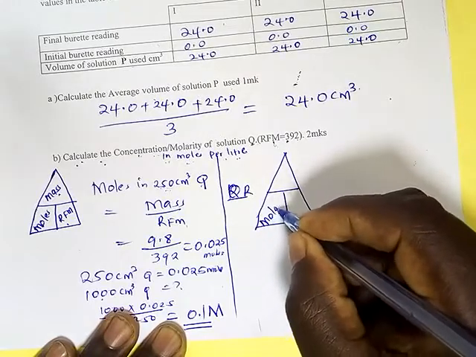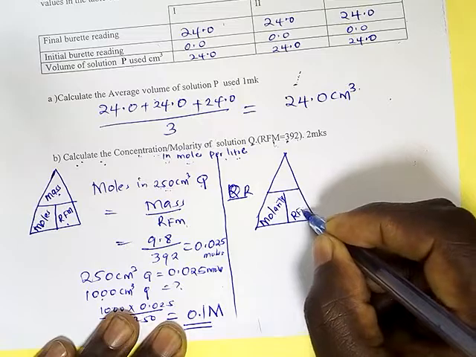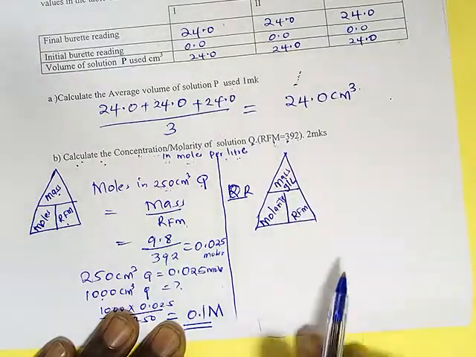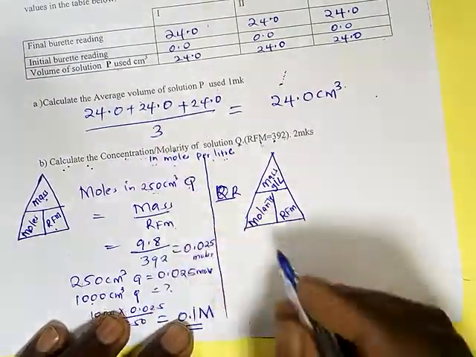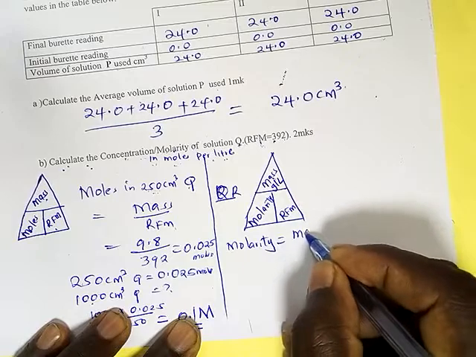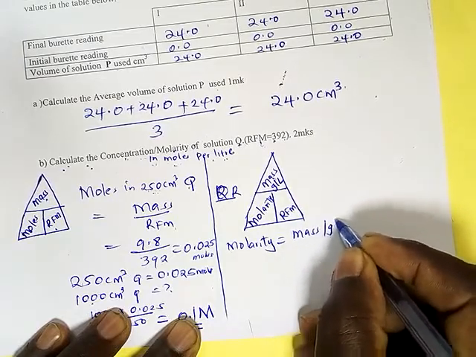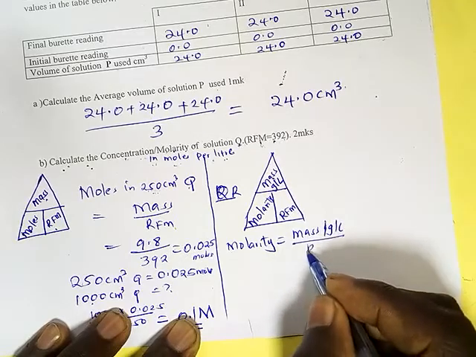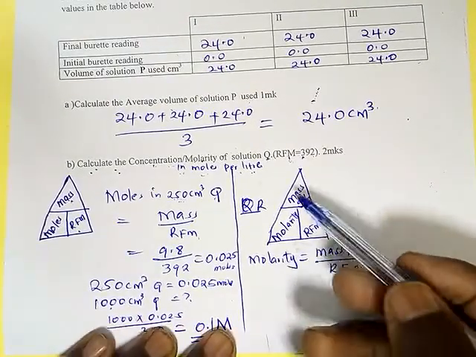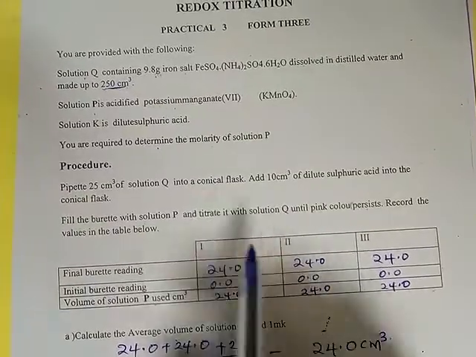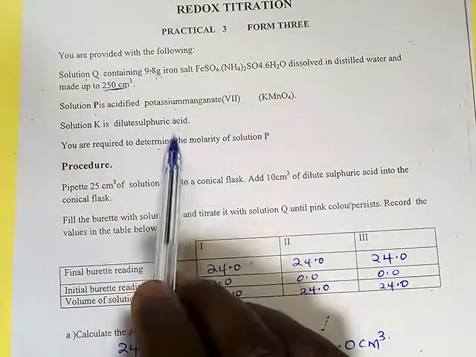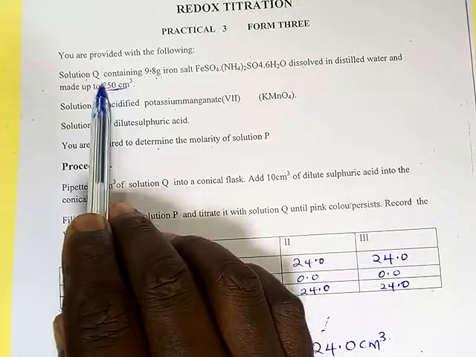Because we want to calculate molality, and we have been given the RFM and the mass, which must be in grams per liter. Therefore, molality equals mass in grams per liter divided by RFM. But the mass we have here is the mass in 250. We want mass in grams per liter. This is not a liter, this is 250, so we want mass in 1,000.